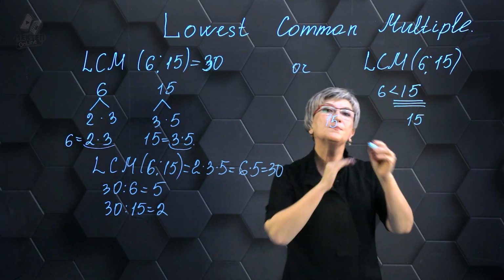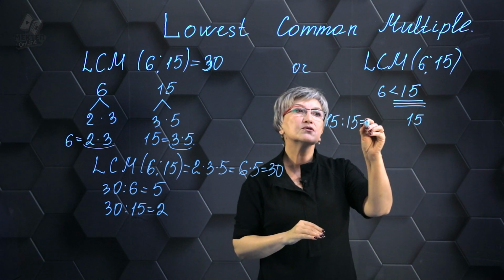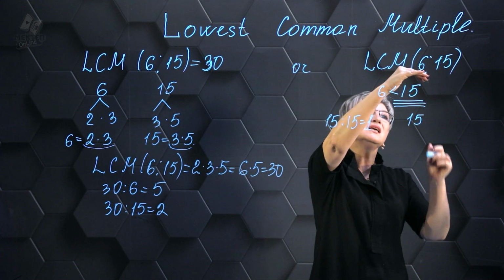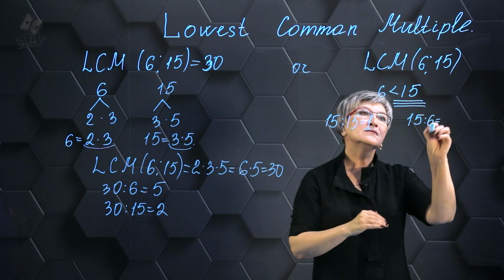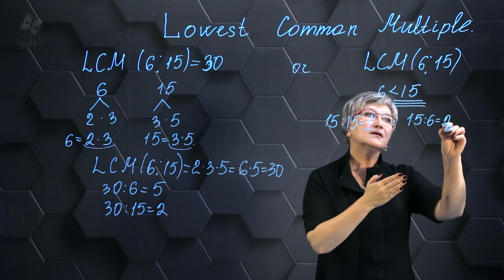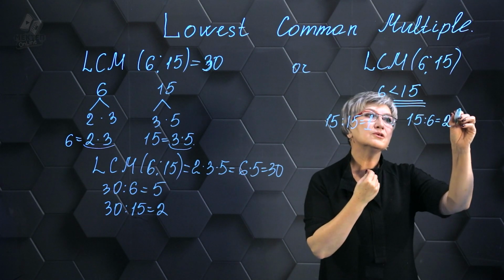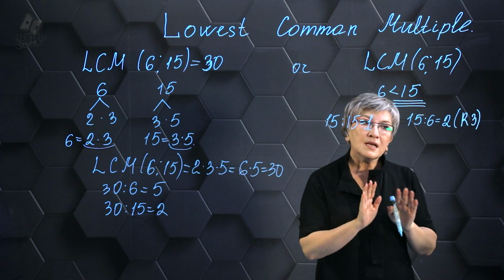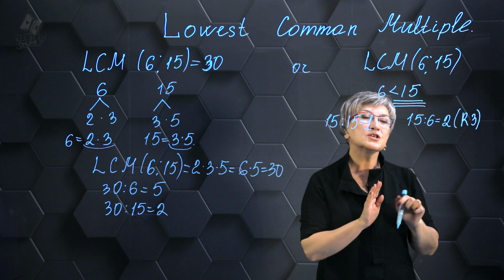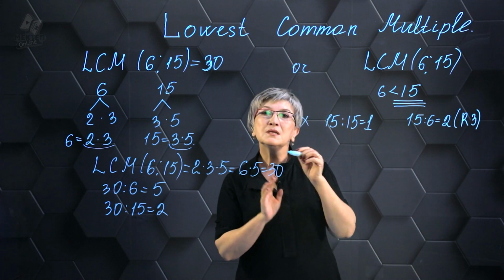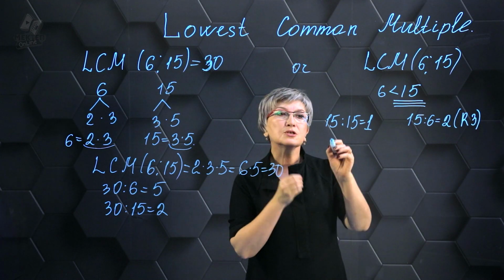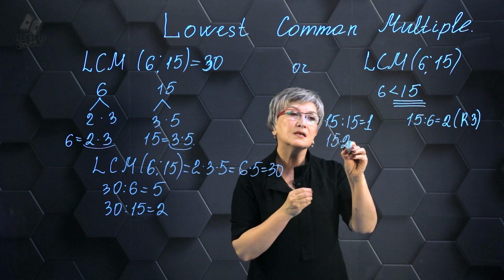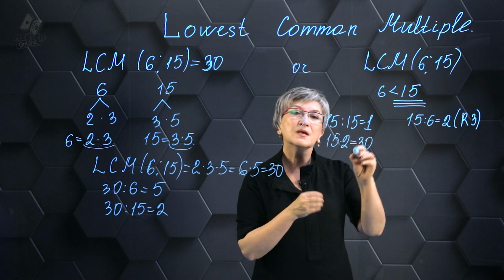15 divided by 15 is 1. Everything is fine. I don't have any leftovers. The division of 15 by 6 yields 2 with a remainder, so it's not a whole number. So this is not the least common multiple. Therefore, this approach will not work in this case. What is the next step? I take 15 and multiply by 2 and obtain 30.